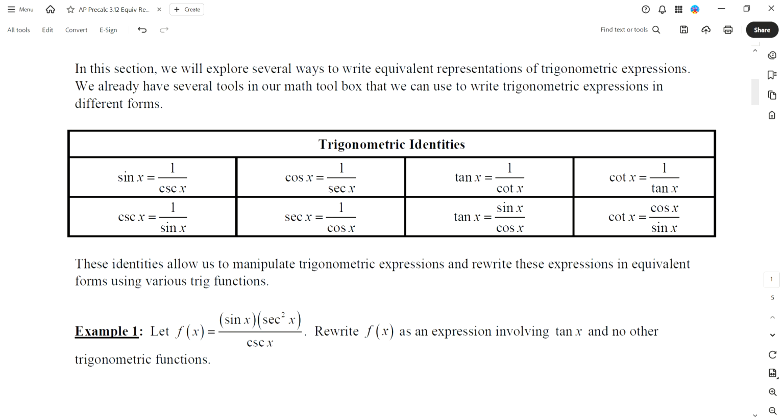So here's the first example. Let f of x equal sine of x times secant squared of x over cosecant of x. We're going to rewrite f of x as an expression involving tangent and no other function.